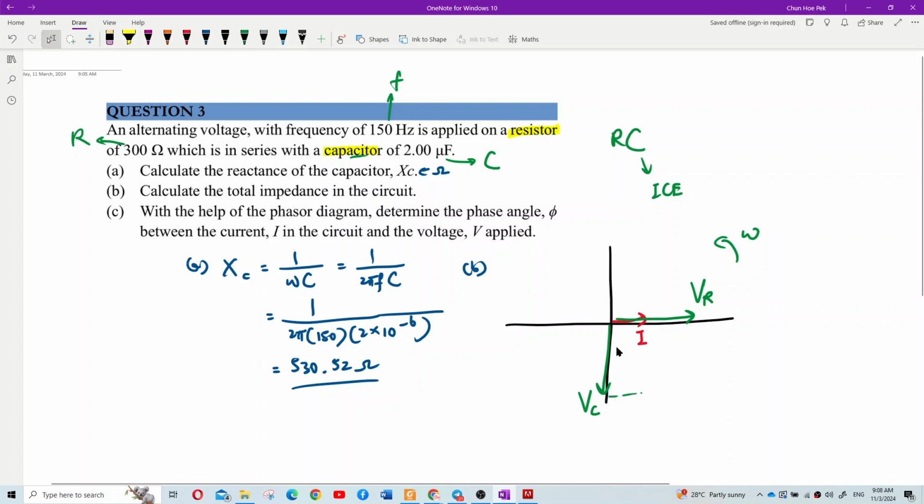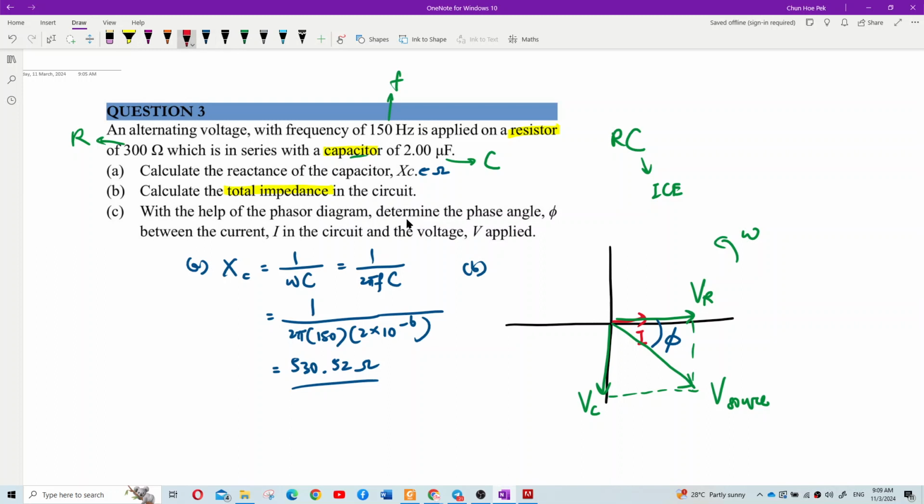And then this one we will get V source. Over here is V source. So this angle over here is 5 radian, so you can see current leads voltage by 5 radian. Okay, so this is V source, Pythagoras between VR and VC. Okay, class, but in this question, it asks you to find total impedance. Total impedance, that means what?